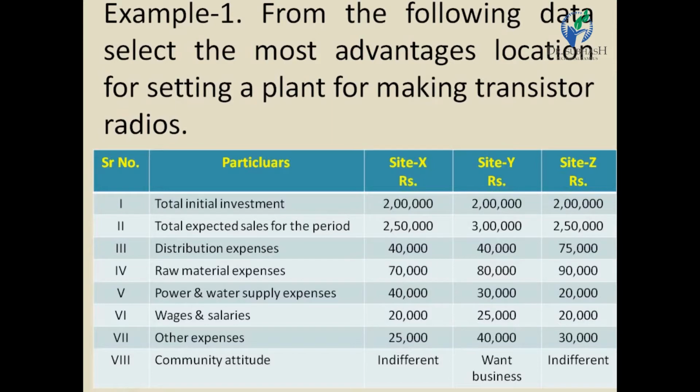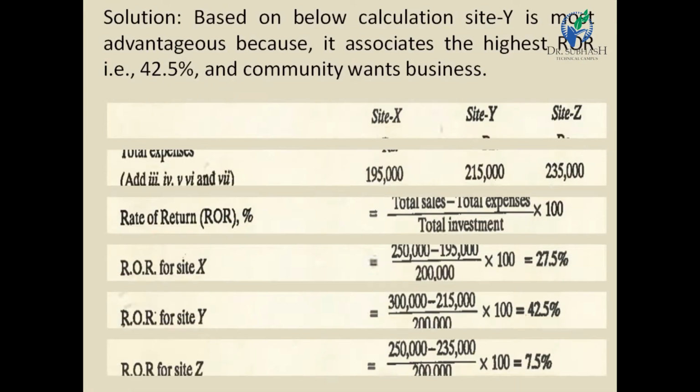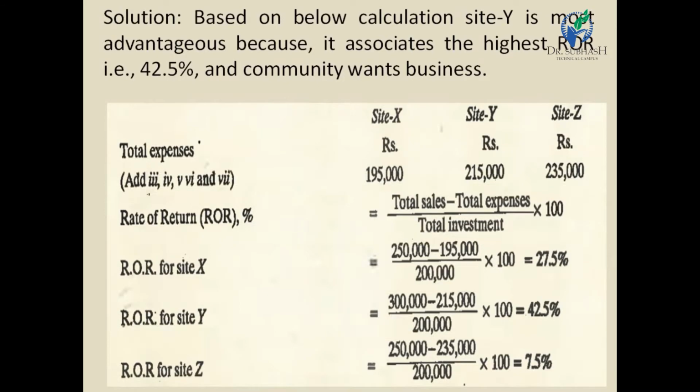Then raw material expenses are 70,000, 80,000 and 90,000. Then power and water supply, and so on. Adding the 3rd, 4th, 5th, 6th and 7th items gives you total expenses. So for site X we have calculated 1,95,000. For site Y it is 2,15,000, and for site Z it is 2,35,000.